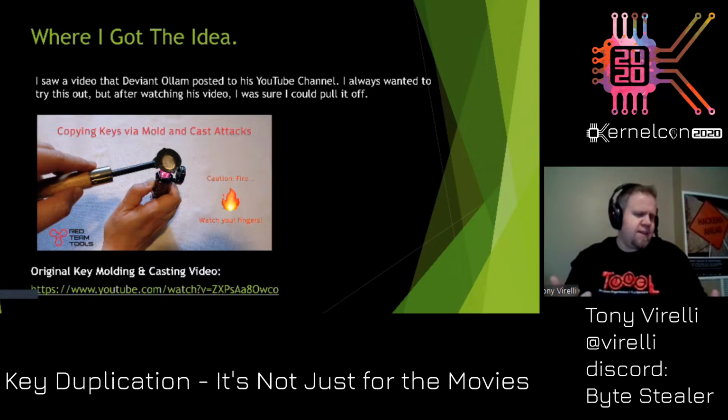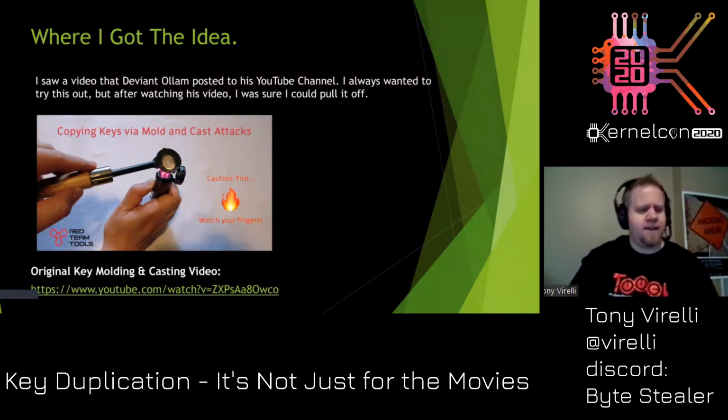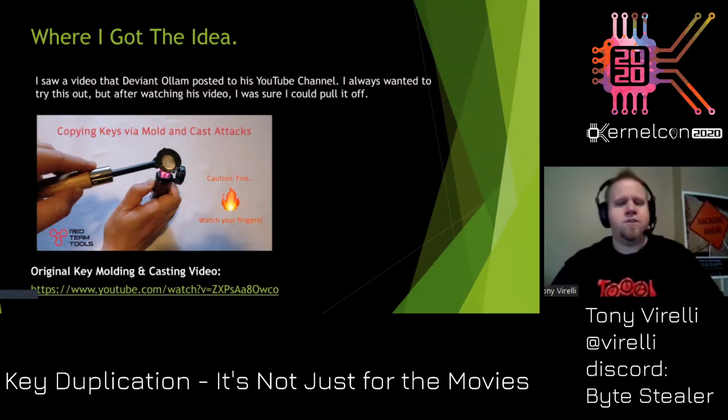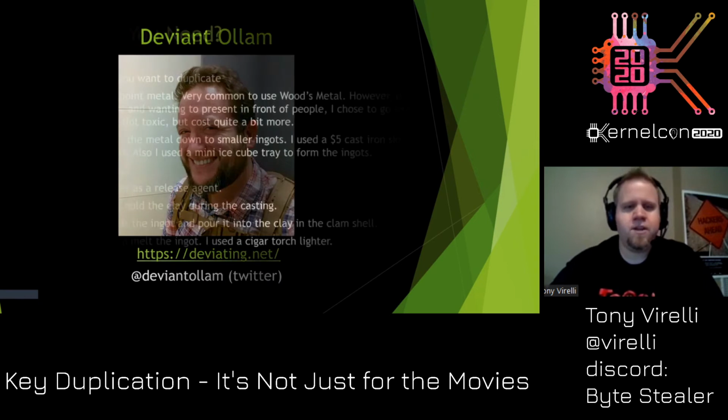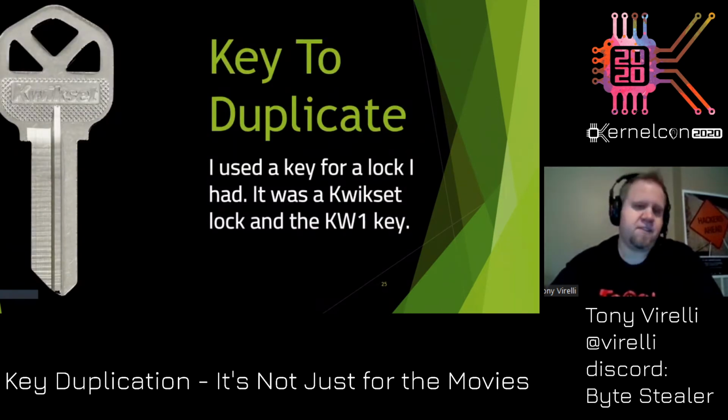I didn't know what to do because I didn't have access to a metal clamshell. So Deviant in his video showed that you absolutely do not need a metal clamshell. You can do this with a 3D printed clamshell. So pretty much what you're going to need is you're going to need physical access to the key that you want to duplicate. You will need physical access to that.